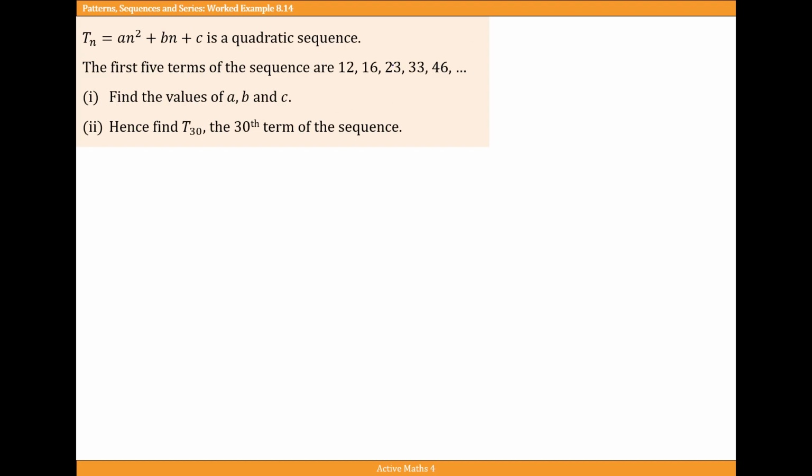So let's have a look at how we can find the general term of a quadratic sequence. So we're going to write out the sequence first of all, which is 12, 16, 23, 33, and 46. And that sequence obviously goes on. So this is my sequence.